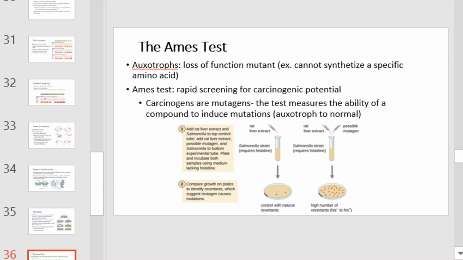The Ames Test. The Ames Test is a rapid screening for carcinogenic potential. Carcinogens are mutagens, and this test measures the ability of a compound to induce mutations. Auxotrophs are organisms that have lost a function due to mutation. They cannot synthesize a specific amino acid.